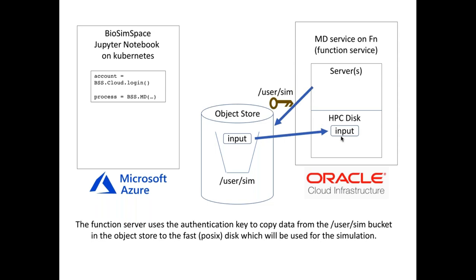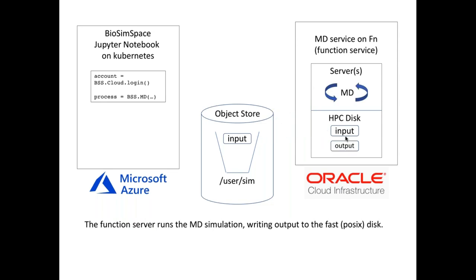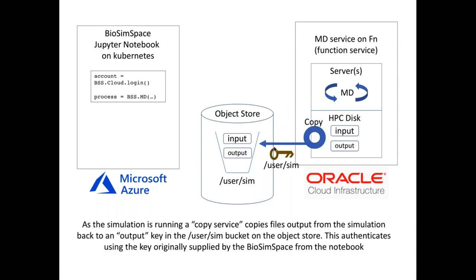At that point, it can then use the servers that were allocated to that function to run MD. And as it's running MD on the servers, it will then produce output back onto the HPC disk. At the same time, a copy service starts running. And this is then using the authentication key that was provided to copy the output dynamically back into the object store.